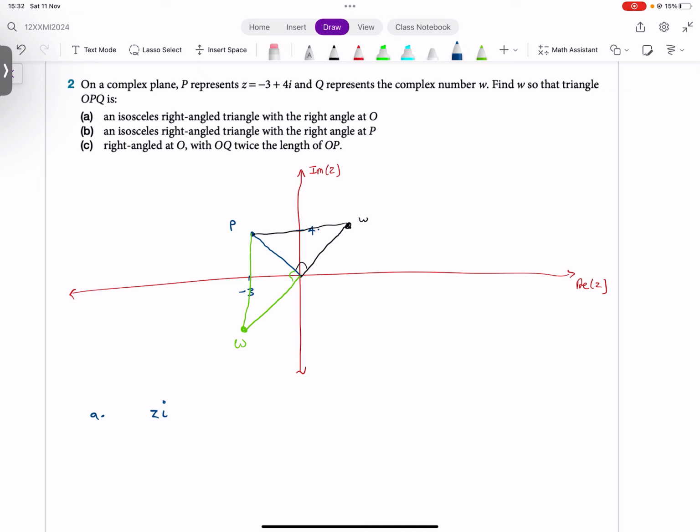And that's because it's an isosceles triangle, so the magnitude of that vector w is going to be the same magnitude of vector z. So iz is just i times minus 3 plus 4i, which is minus 3i minus 4, which is minus 4 minus 3i.